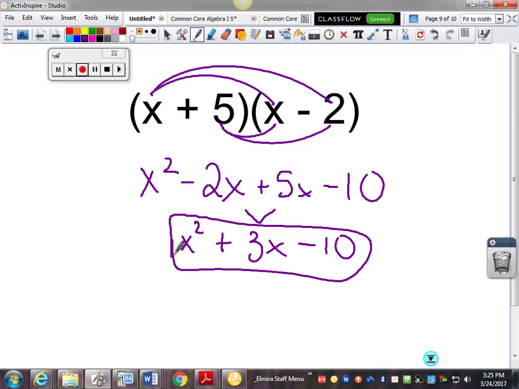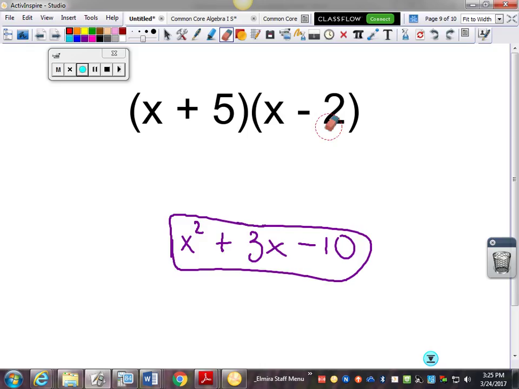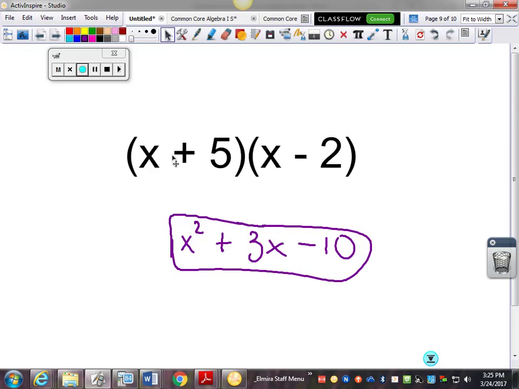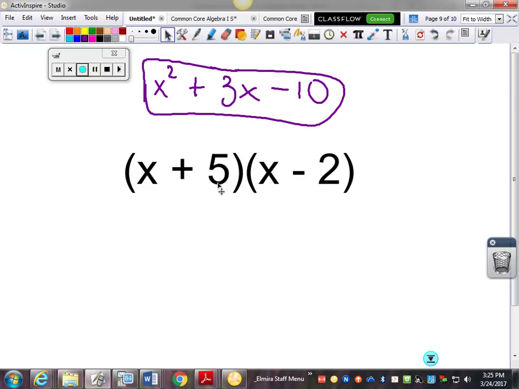What I want to do today is show you how to start with the quadratic and work backwards to find the factors.